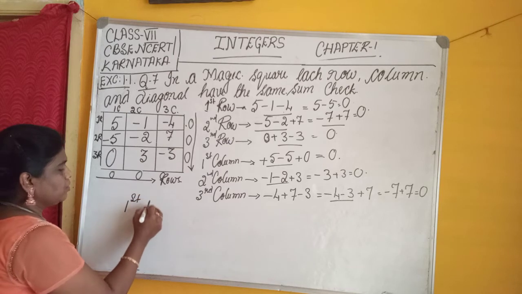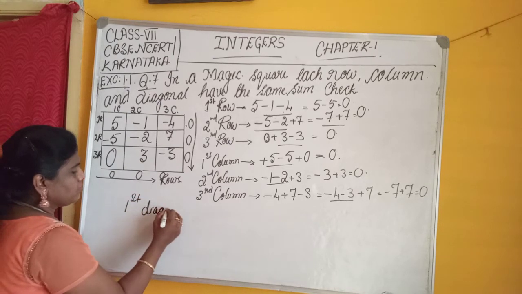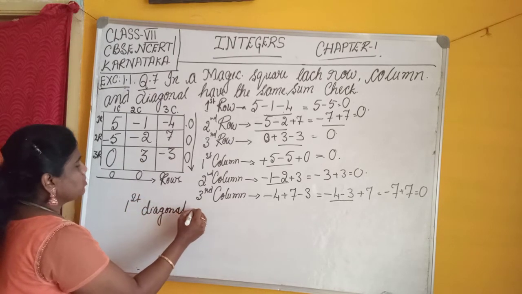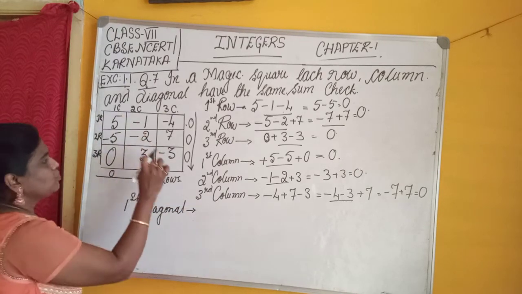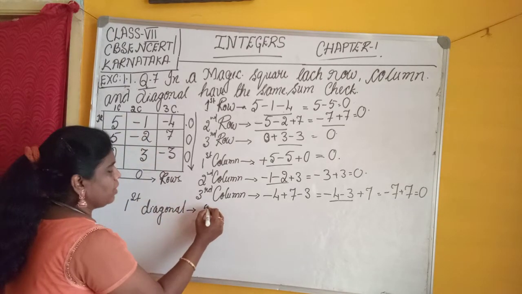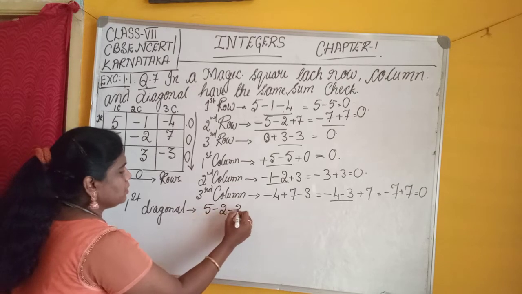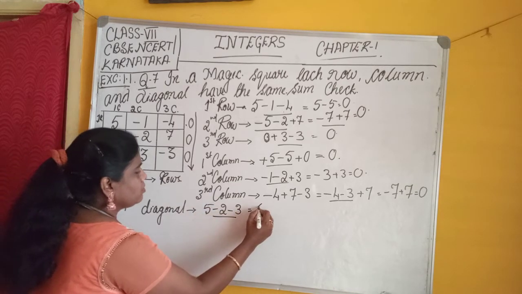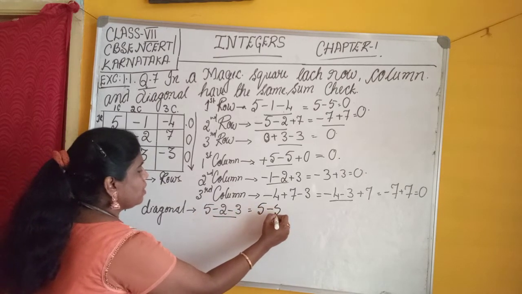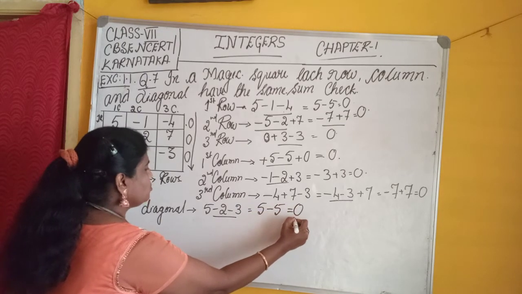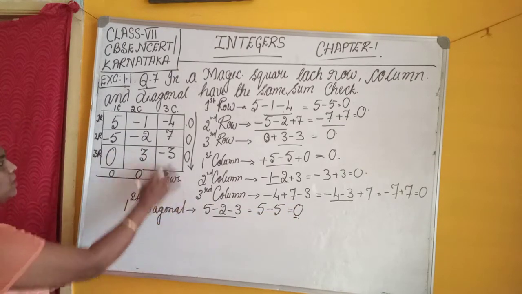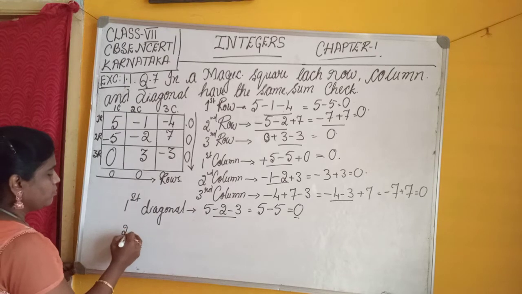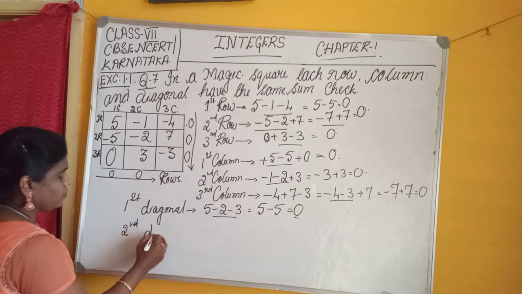The first diagonal numbers are 5, minus 2, minus 3. These two are negative numbers. 5 is taken as it is, and minus 5 gives 0. We got the first diagonal as 0, and now the second diagonal.